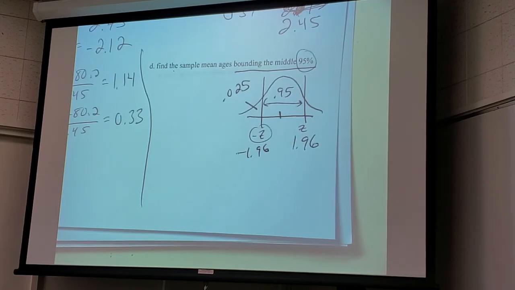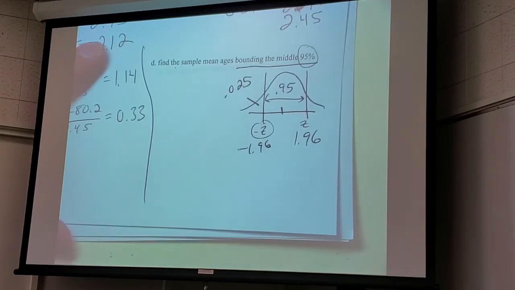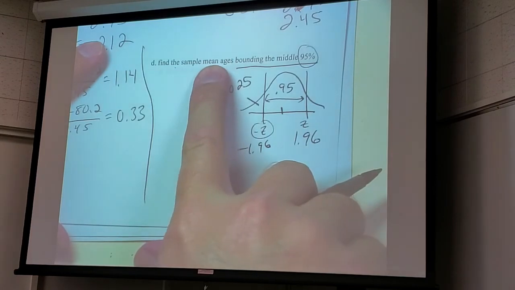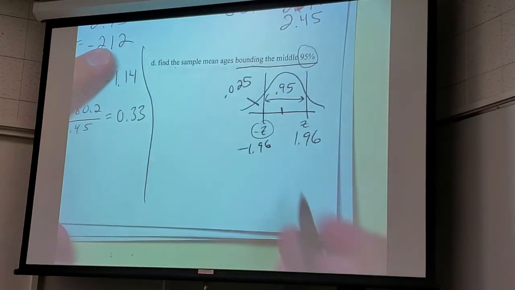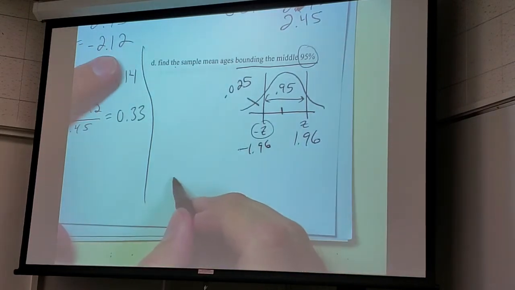Whatever, Jeff. Teacher stuff. I know. So how do I make these into ages now? These are z-scores.